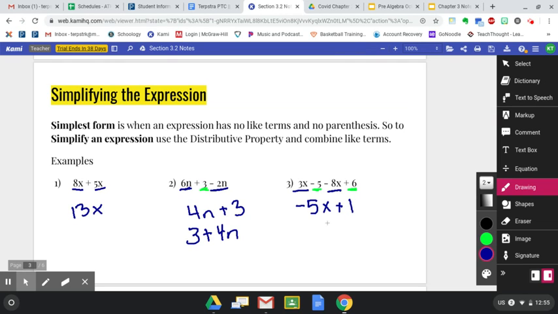Again, that's standard form, but you could have written that as 1 minus 5x, or you could have even had 1 plus negative 5x. All three of those are saying the same thing.